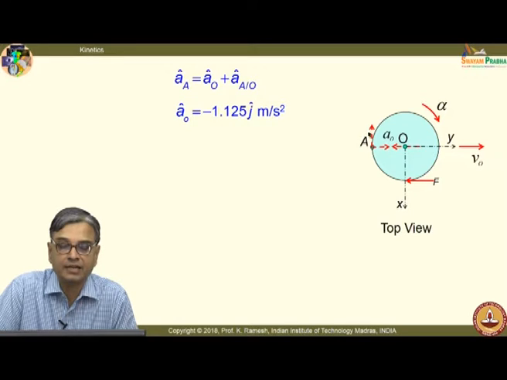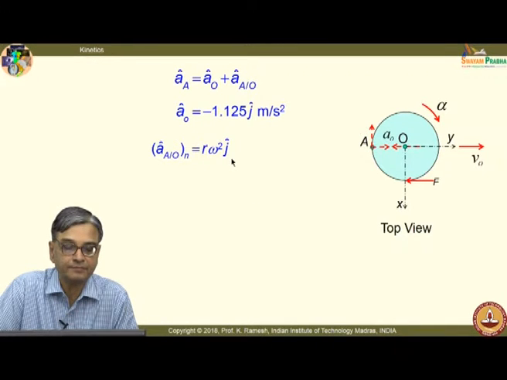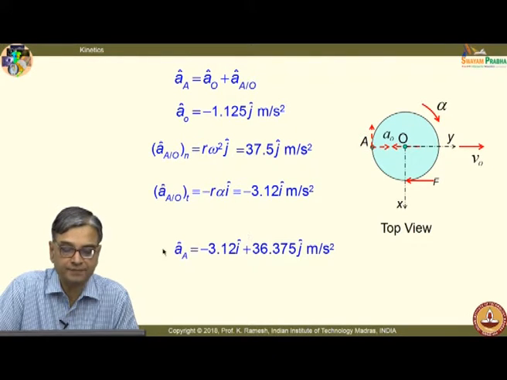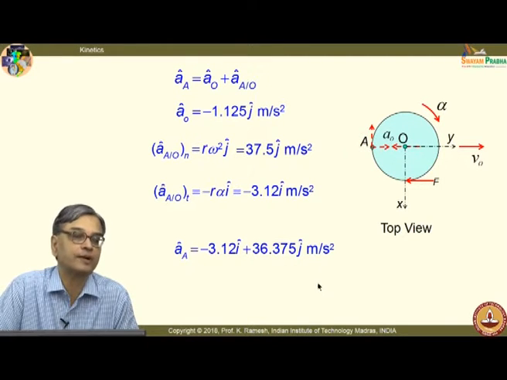I have the tangential component dictated by the direction of alpha, and I have this normal component. The normal component is r omega squared j, and the tangential component is minus r alpha i. So, I have these quantities, and it is easy for you to calculate the acceleration of A. I have the value as minus 3.12 i plus 36.375 j meter per second square.